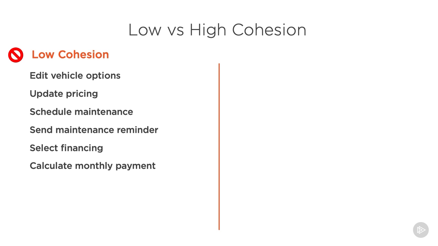Let's consider an example of a class with low cohesion. This vehicle class allows you to edit vehicle options, update pricing, schedule maintenance, send maintenance reminders, select financing, and calculate monthly payments. Now, these items are all generally related to vehicles.